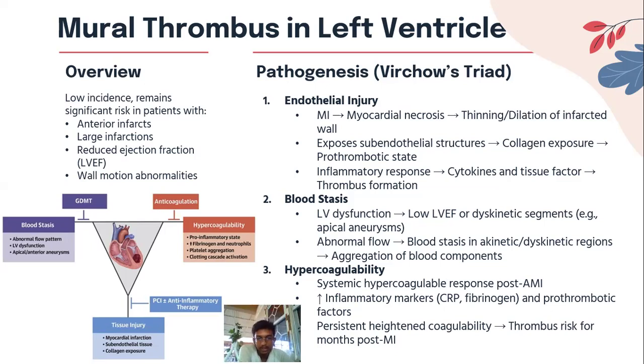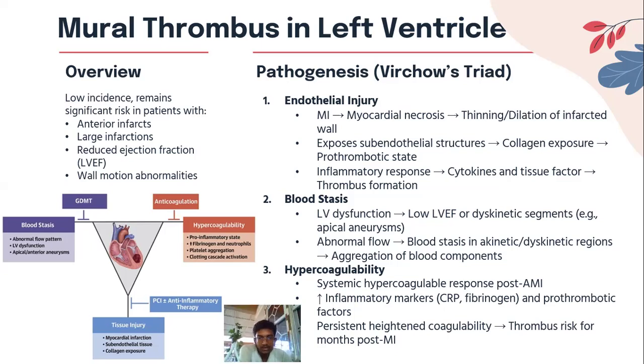The pathogenesis of the left ventricular mural thrombus is rooted in Virchow's triad, which describes three primary factors that contribute to thrombosis: endothelial injury, blood stasis, and hypercoagulability. Now let's go into endothelial injury a bit.